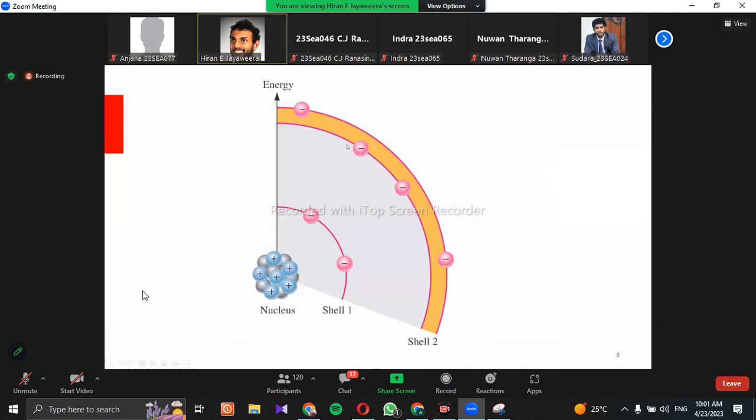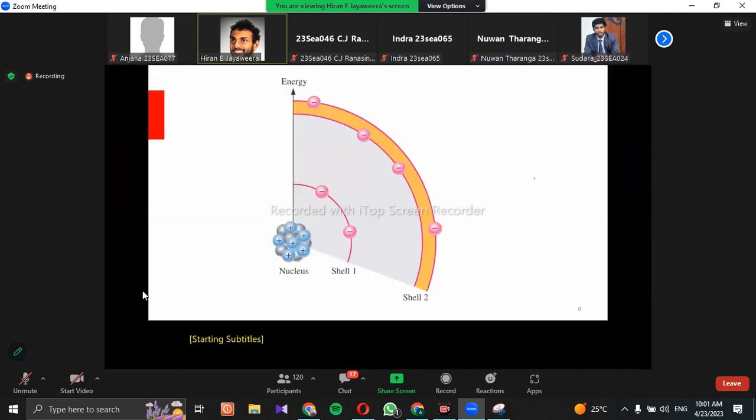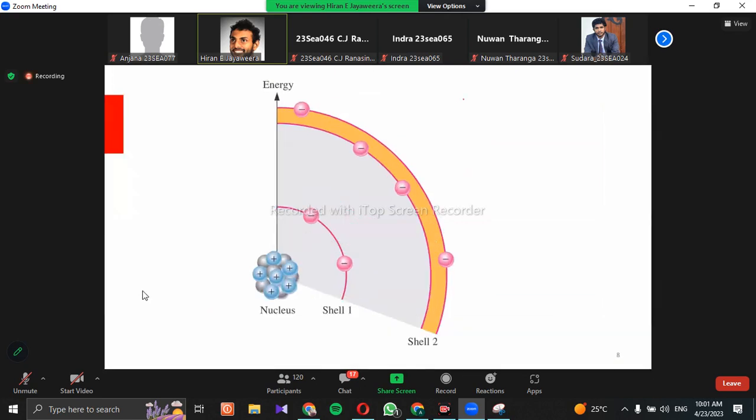Right. Now, you have some energy level here, some energy here, some energy here, and as you go up, there is some energy level. That is what we call the conduction band.